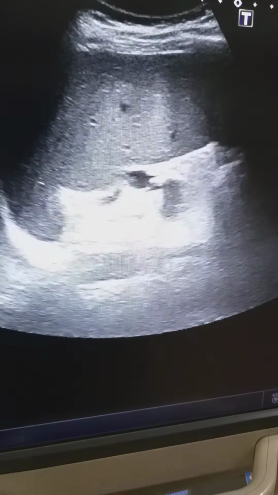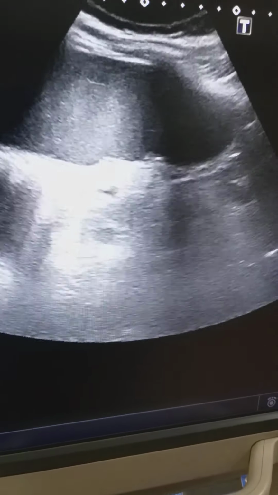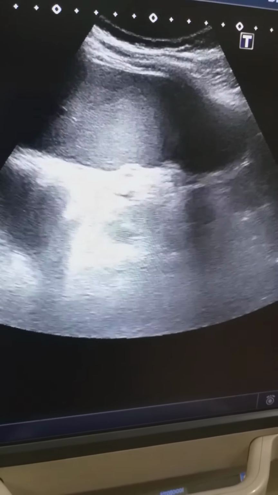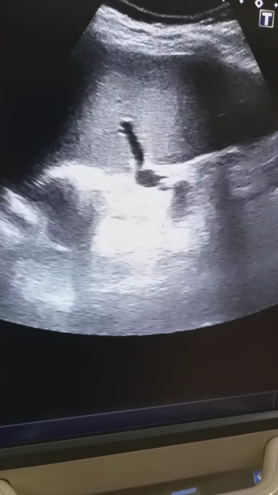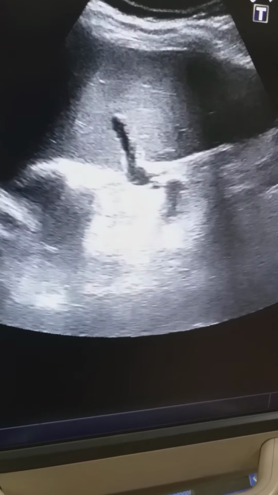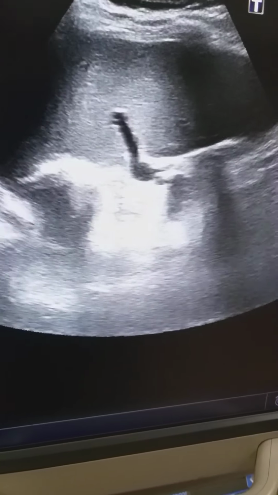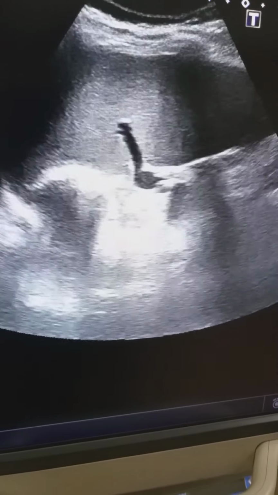So this was the case of cirrhotic liver or coarse liver associated with thick-walled gallbladder, splenomegaly, and decreased forward flow of the portal vein.